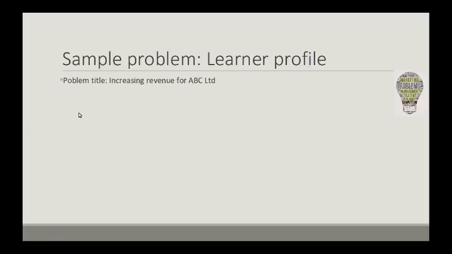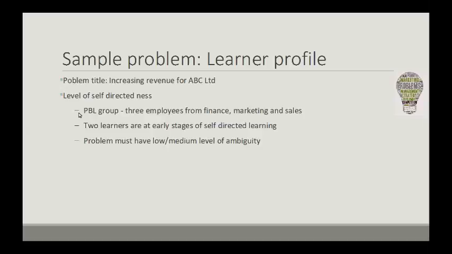The learner profile. The problem we are examining is increasing revenue for ABC Limited. The levels of self-directedness. The PBL group consists of 3 employees from finance, marketing and sales. 2 of the learners are at the early stages of self-directed learning, levels 1 to 2. Therefore, the problem must have a low, medium level of difficulty or ambiguity. All of the employees are familiar with the problem as they are aware of a reduction in sales and increased competition, and that the company is exposed to the market.